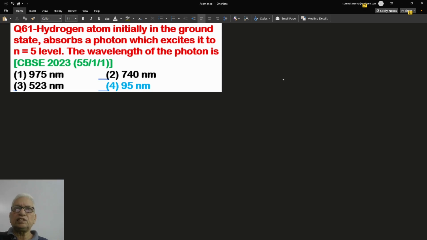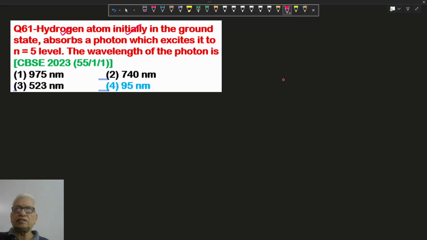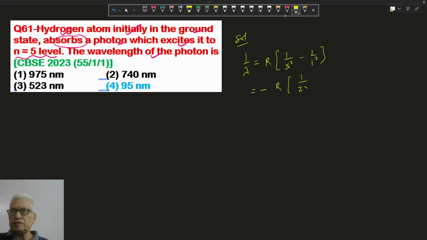In this question, a hydrogen atom initially in the ground state is absorbing some photon energy. It is excited to the n is equal to 5 level. What is the wavelength? The wavelength formula is given here: R times 1 upon 5 square minus 1 upon 1 square, which comes to negative R times 1 by 25.